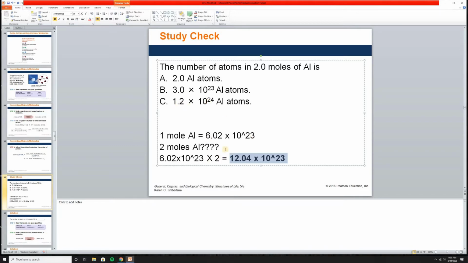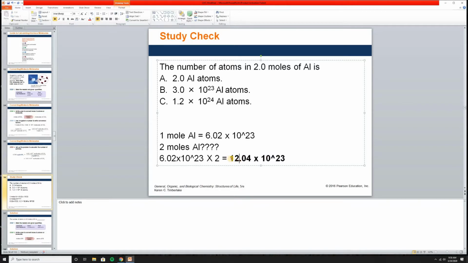Whenever you multiply numbers and you end up with a number before the 10 times 10 to the whatever, this number should always be between 1 and 10. It should never be double digits. It should never be just a decimal. So it has to be between 1 and 10.